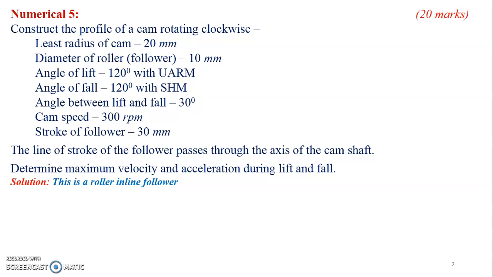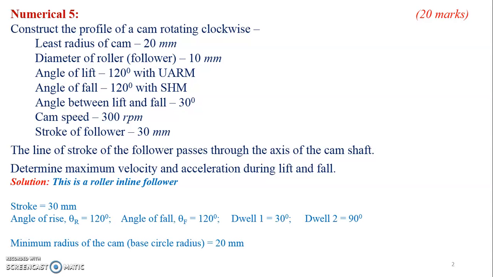So the solution is a roller inline follower. From the question we can get this data: the stroke of the follower is 30 mm, the angle of rise or angle of lift is 120 degree, and the angle of fall is also 120 degree. They have also mentioned that the angle between the lift and the fall is 30 degree, which is nothing but the dwell, dwell number 1, which is 30 degree. Next, after the angle of fall comes the dwell again.